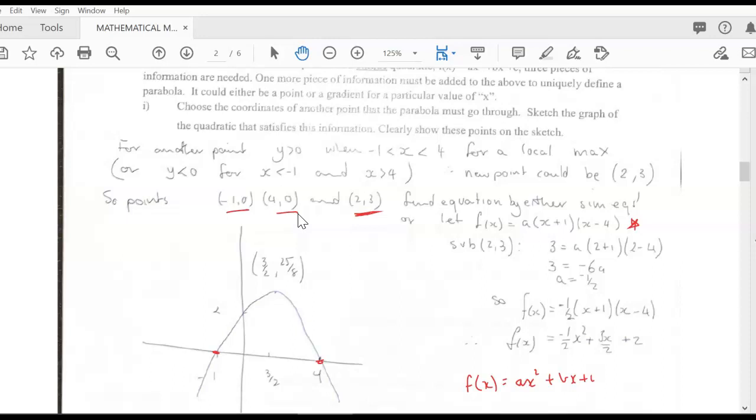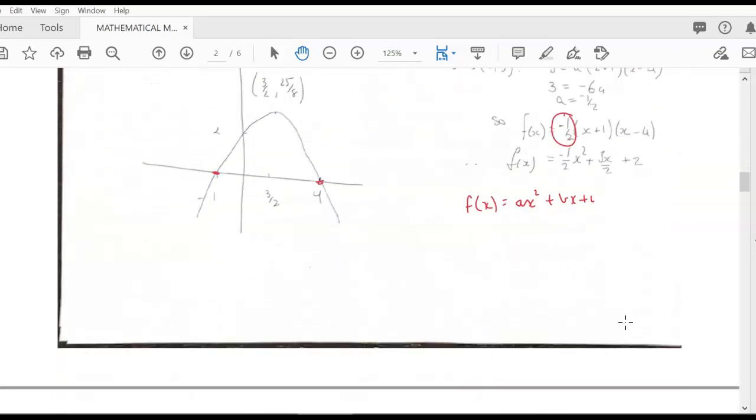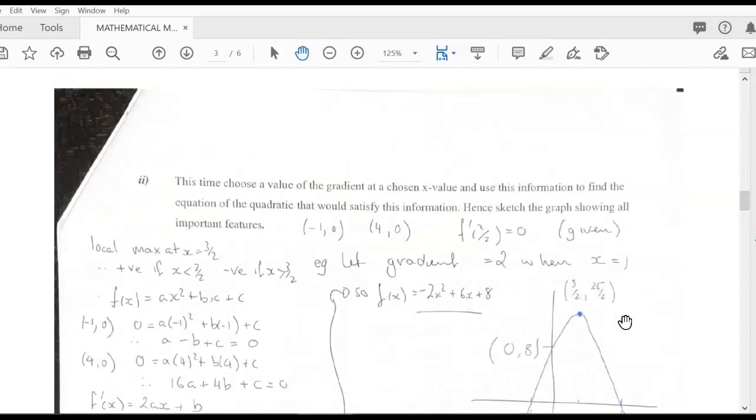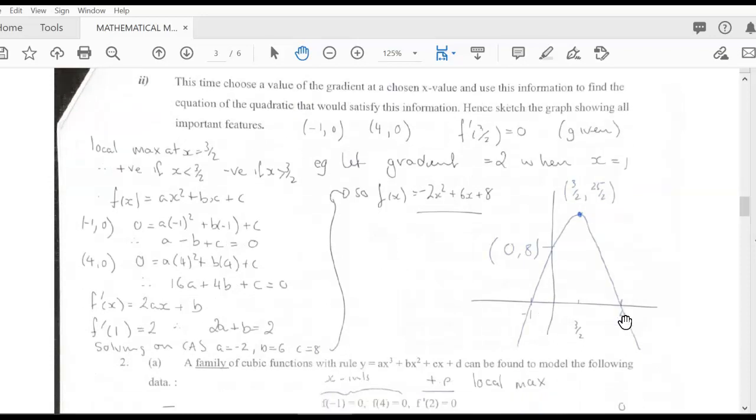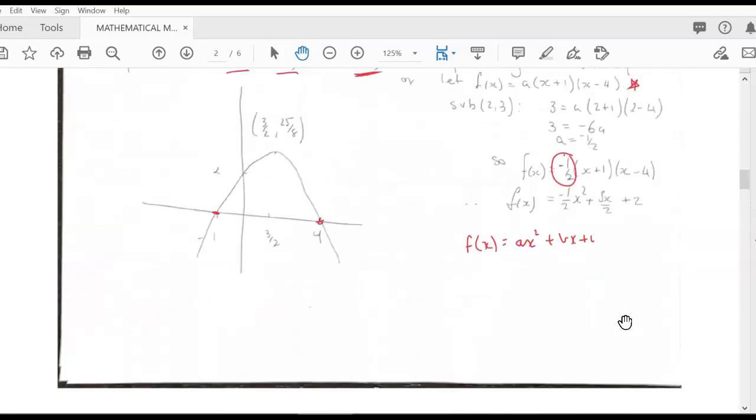Okay, so when we substitute in (2, 3), we get the value of a to be -1/2, so you can expand that to get it in expanded form. Now remember, for your SAC, you can use your calculator. A lot of this you would be writing down, but you can easily just press expand on your calculator, or write the 3 equations and solve on your calculator. All right, and we sketch the graph.